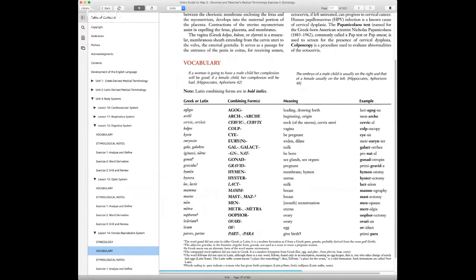Obviously, it looks like the base or combining form meter, which means to measure, but metra can also mean the uterus. And then there are some other words, again, for ovary and for egg that begin with an O, so look out for those words. This O is not a connecting vowel. It is sometimes used in a base. So that's several little things for this week.